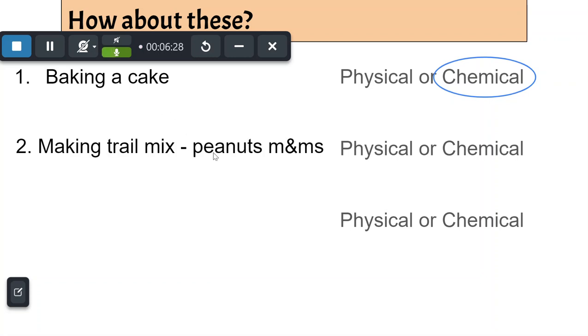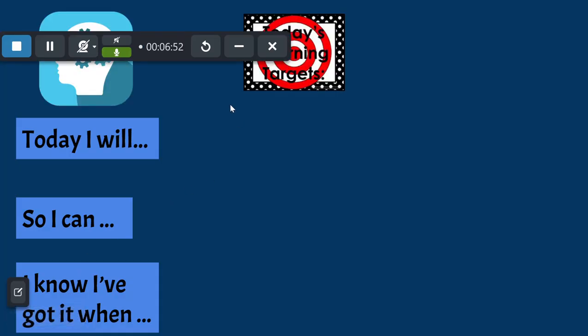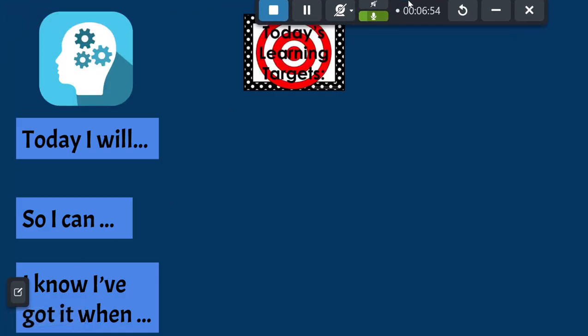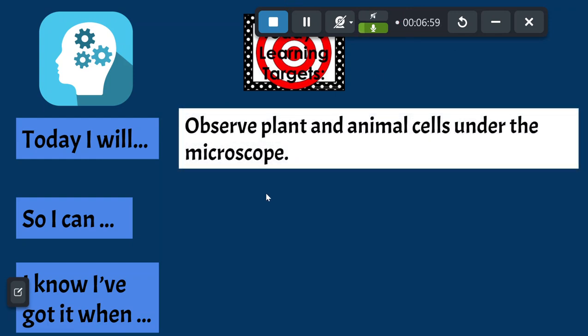Okay, making trail mix out of peanuts and M&Ms, that's just going to be a physical change. And ice melting in your drink, that's a phase change or change of a state of matter, right? So it's still water, it's just whether it's frozen solid water or whether it's liquid water. So that's a physical change. All right, so that was just a quick reminder about physical and chemical changes, and you'll see that come up on your exit ticket.